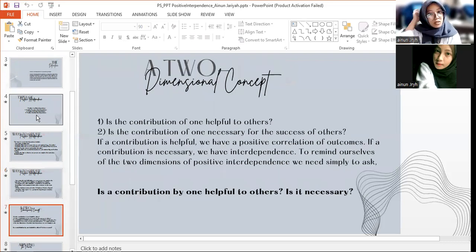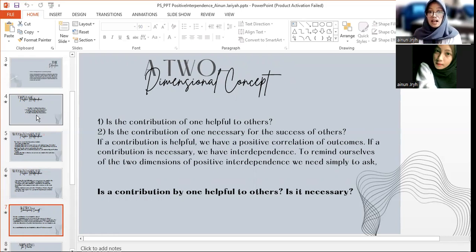The next slide, a two-dimensional concept. The first concept we ask, is the contribution of one helpful to others? The second concept, is the contribution of one necessary for the success of others? If a contribution is helpful, we have a positive correlation of outcomes. If a contribution is necessary, we have interdependence.